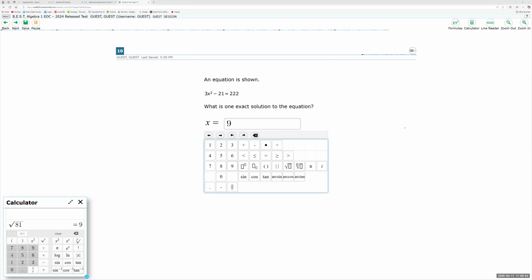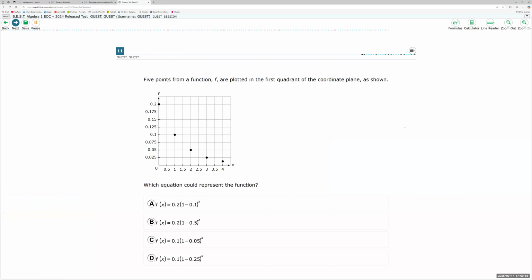I am answering 9 and I'm saying next. Okay, great. This is an awesome question because we have an exponential function. What does that mean? It means that I have an exponent x right here for all my choices. All right. I also see that I have 2 easy points.